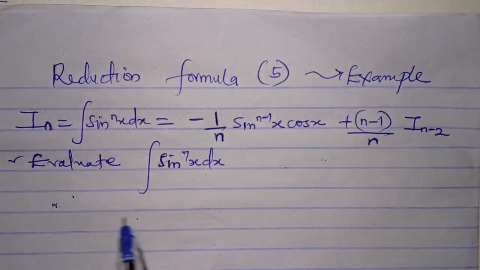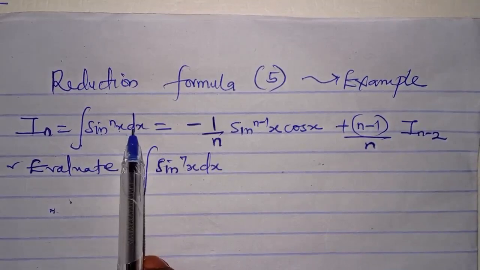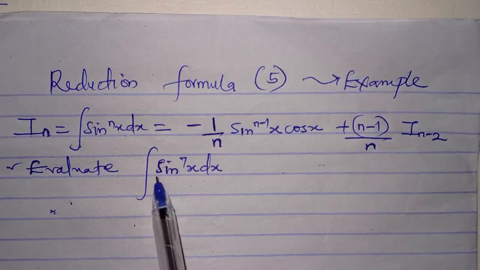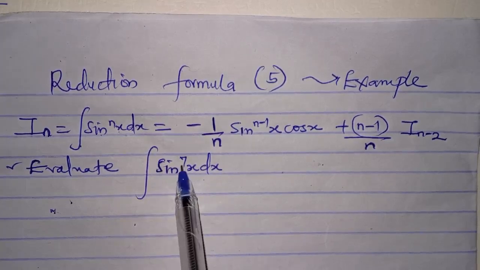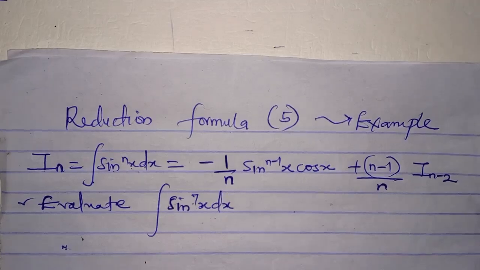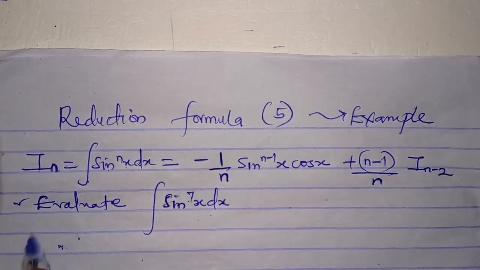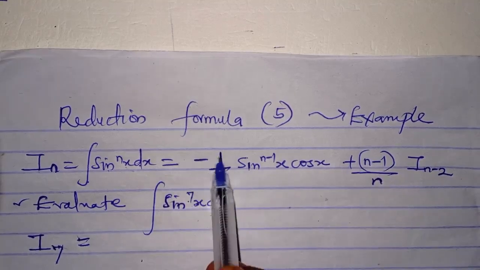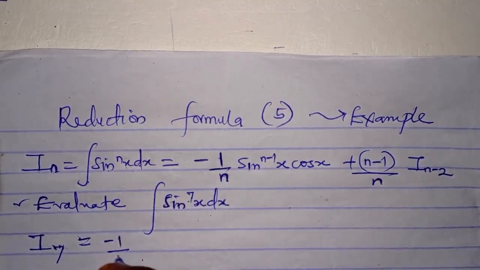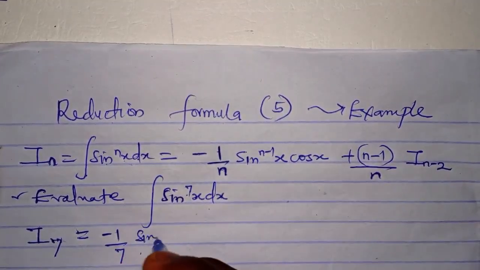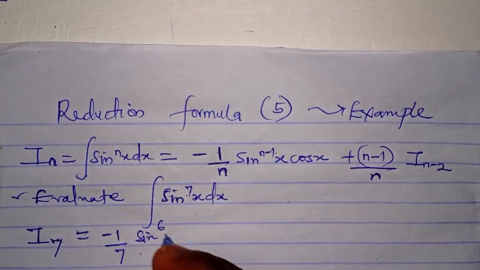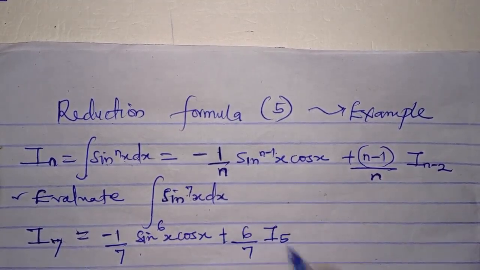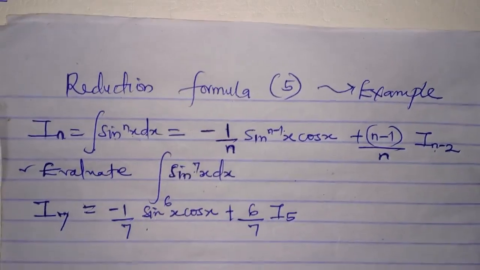So, having deduced the reduction formula for the integral of sine nx dx, let us now apply that reduction formula to evaluate the integral of sine x all to the power of 7 dx. So n is equal to 7 because the power of sine x is 7. So we are trying to determine I7. So using this formula, it will be minus 1 over 7 sine 7 minus 1 is 6, plus 6 over 7 I5 because 7 minus 2 is 5.